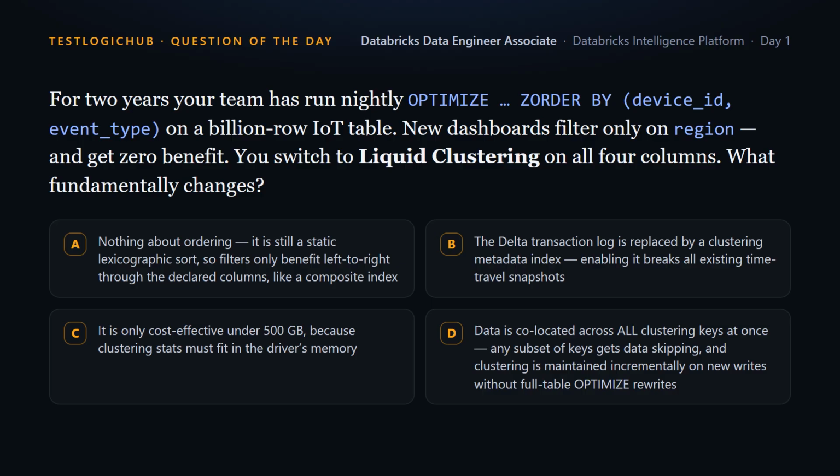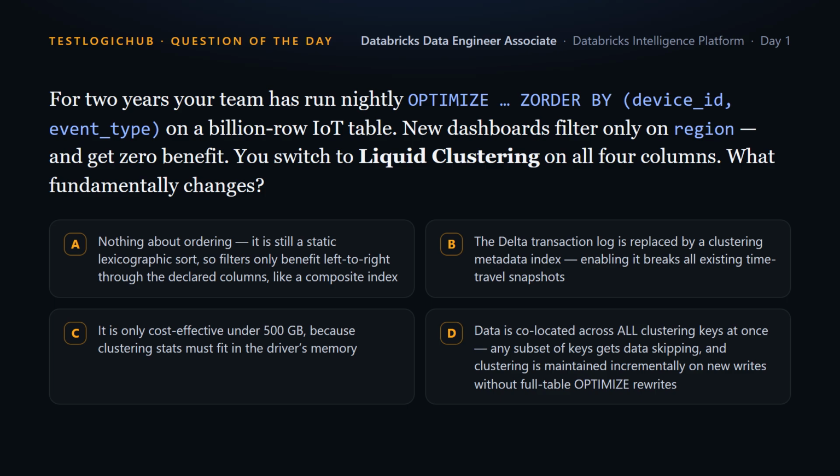Question 1. For 2 years, your team has run a nightly optimize with Z order by device ID and event type on a billion-row IoT table. New dashboards filter only on region and get zero benefit. So you switch to liquid clustering on all 4 columns. What fundamentally changes? A. Nothing about ordering.